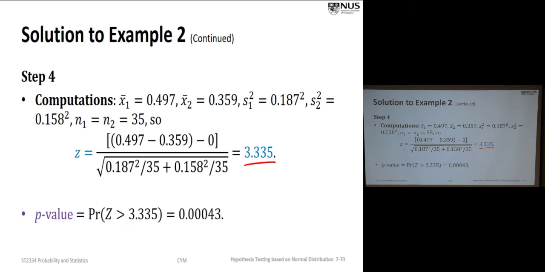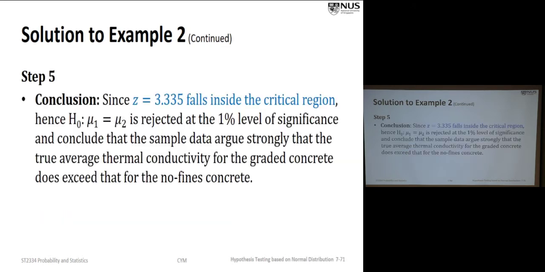All right? And at the same time, you can calculate the probability. If you have a computer or graphic calculator, you can calculate it. If not, you look at the normal table and you get an approximate probability of Z greater than 3.35, 3.33. So this is our conclusion. We reject the null hypothesis at this level of significance.